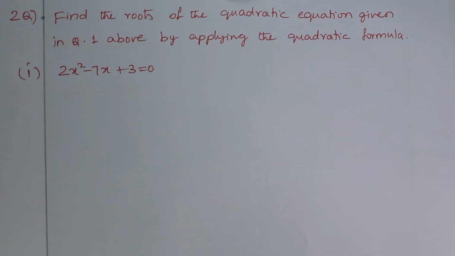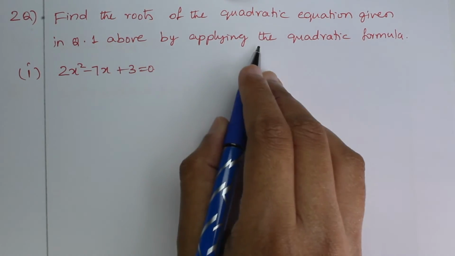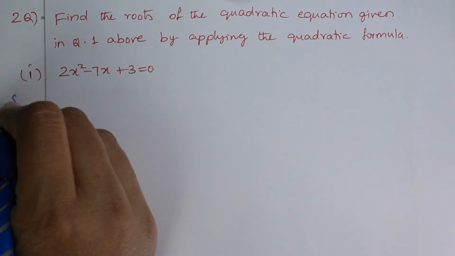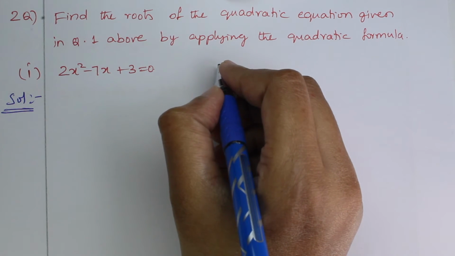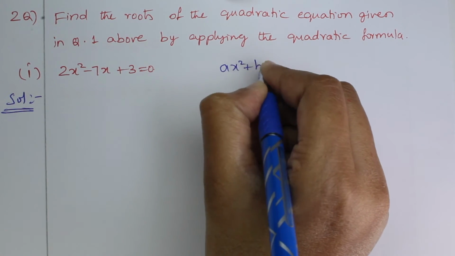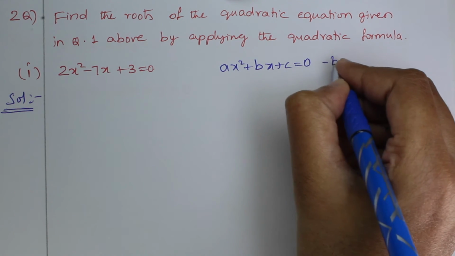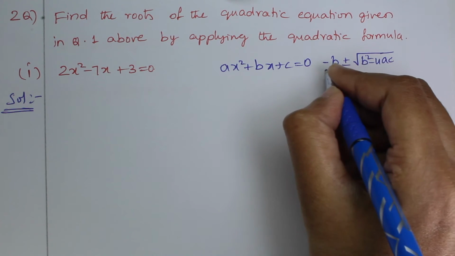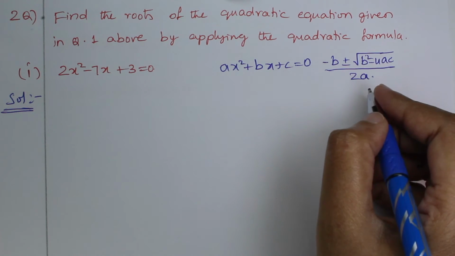Now let's move to the second question. Find the roots of the quadratic equation given in question 1 above by applying the quadratic formula. 2x square minus 7x plus 3 is equal to 0. So here we are going to use the formula of a quadratic equation. That is, if the equation is of the form ax square plus bx plus c is equal to 0, then the roots of the equation become minus b plus or minus root of b square minus 4ac, by 2a. Okay, that is the formula.